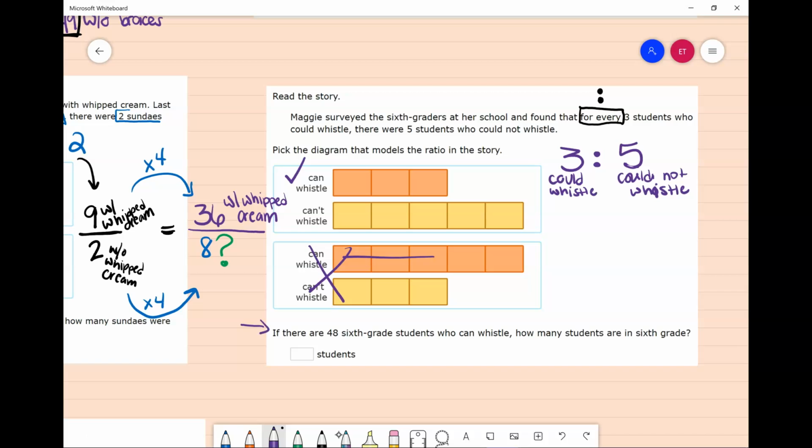Now down here it's asking if there are 48 6th grade students who can whistle, how many students are in 6th grade? So now we're not trying to find another part, but we're actually trying to find the whole and the total. So 3 is going to be my numerator, 5 my denominator, and I'm going to set that equal to an equivalent ratio. My equivalent ratio has 48 6th grade students who can whistle, so they're going to go on the numerator. I'm looking for the denominator. I'm looking for how many students cannot whistle.